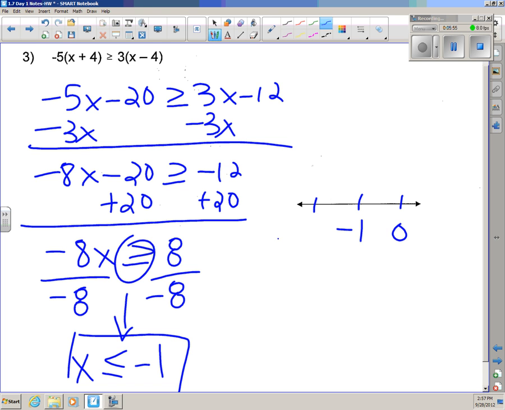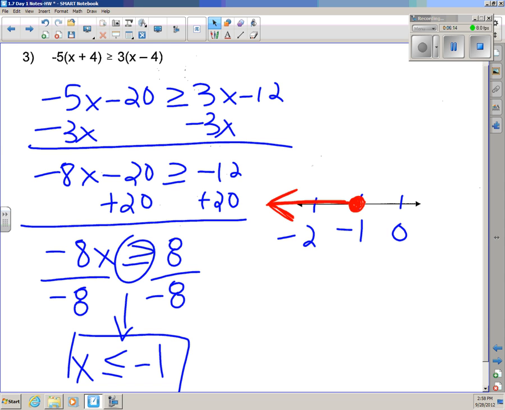When I graph it, negative 1's in the center. To the right is a 0. To the left is a negative 2. It's a greater than or equal to component, closed in circle, because I want everything that's less than, I want everything to the left of. Again, algebraic solution, graphical solution.